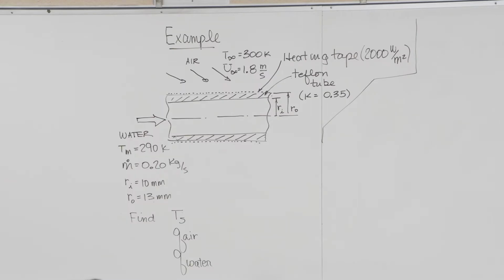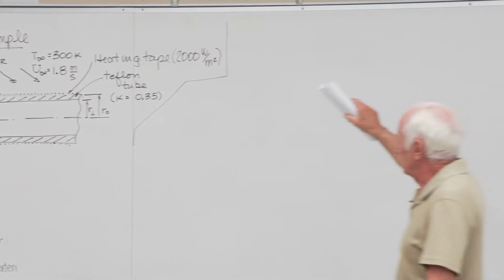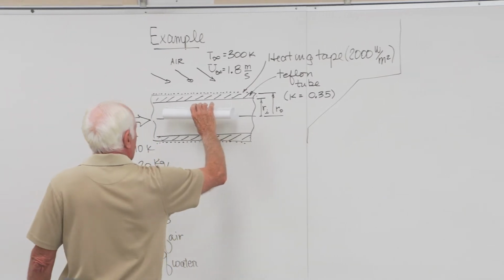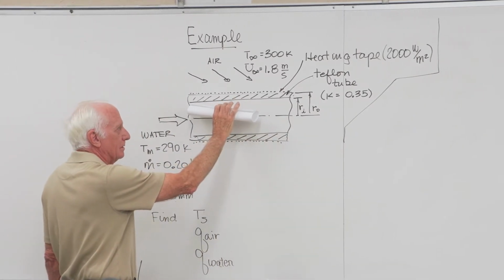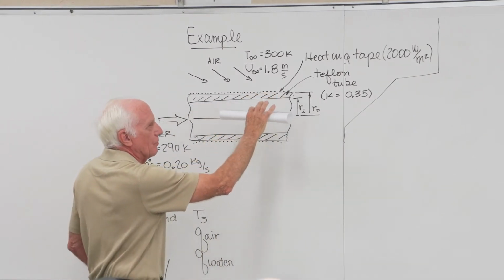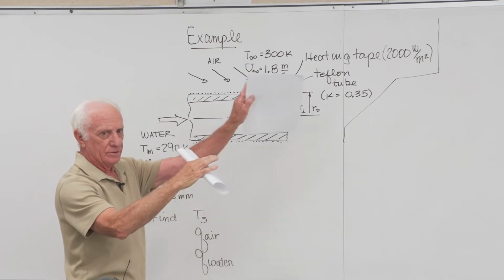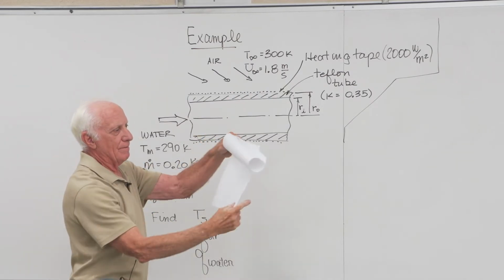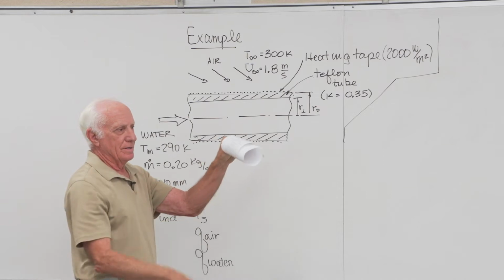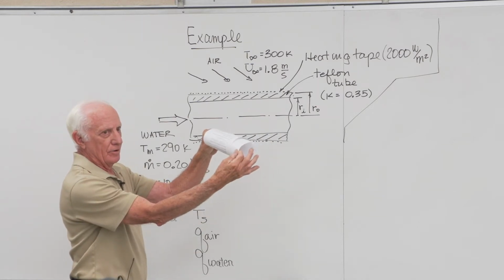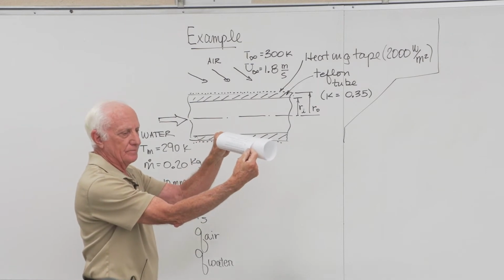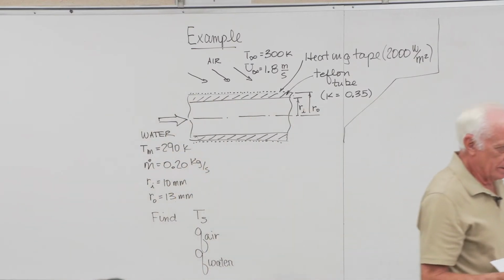Okay, let's see what's going on here. I've got a cylinder, the tube. Here's a Teflon tube. He says, wrap a heating tape around it. Here's the heating tape. Wrap the heating tape around it. Now a Teflon tube here, wrapped around it, a heating tape here. Okay.